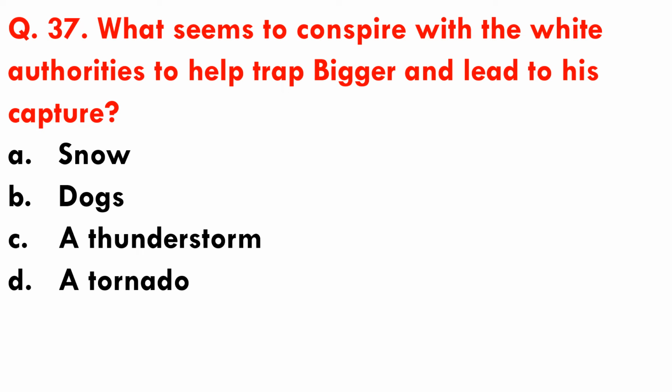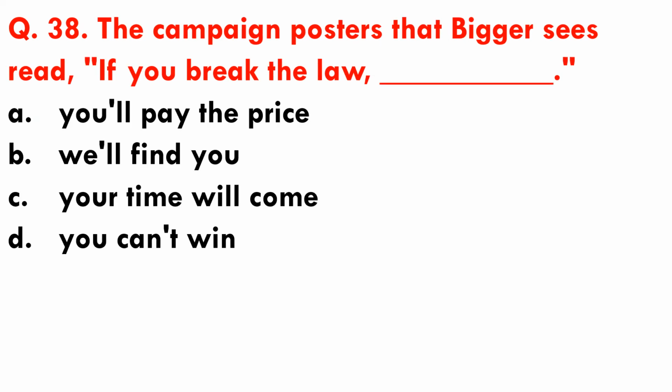So here snow seems to conspire with the white authorities to help trap Bigger and lead to his capture. Option A is the correct answer.